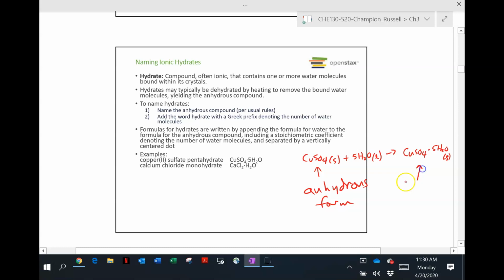And this form is called the hydrate. And so the way we name them is described here. We name it the way we normally do, and then we use these so-called Greek prefixes to denote the number of water molecules. The Greek prefixes are mono for 1, di for 2, tri for 3, tetra for 4, penta for 5, etc. So this is copper sulfate pentahydrate, where there's 5 there, and calcium chloride monohydrate, where there's only 1 water molecule attached.